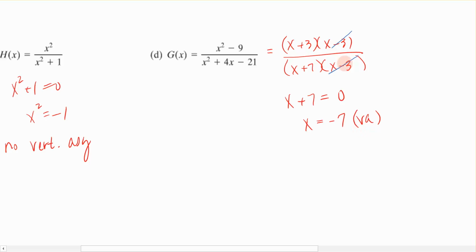Now you might be asking yourself, well, what happened to this x minus 3 that we had right here that we canceled off? And although it's not a vertical asymptote, it actually ends up being a hole in my graph. And we'll talk more about that in a later video.